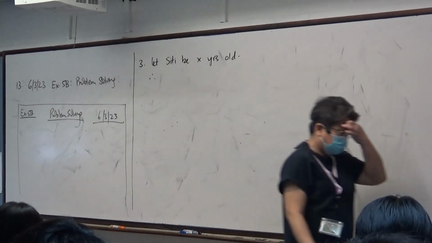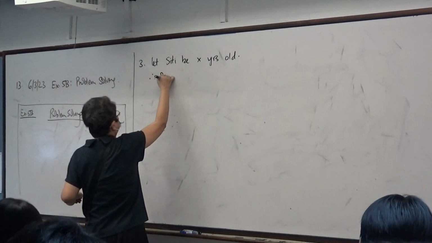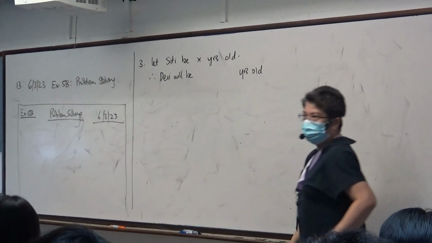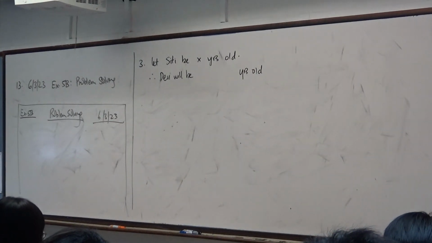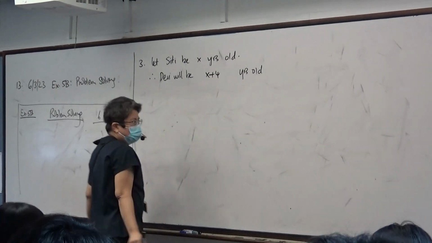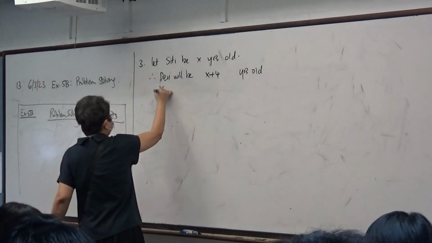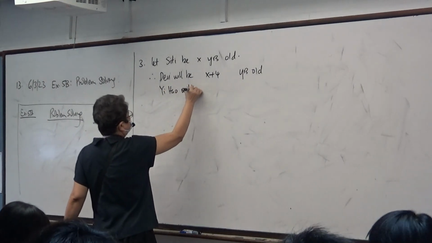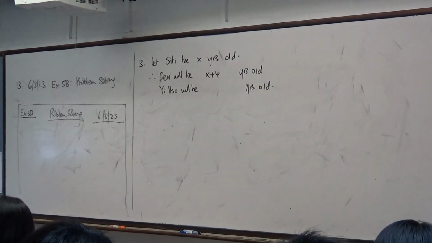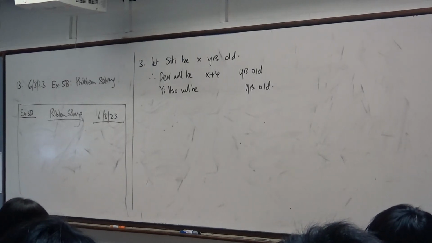Therefore, Davy will be what? How many years old? Look at the question. X plus 4 years old. Yihao is 2 years younger than Siti, so how old? X minus 2.